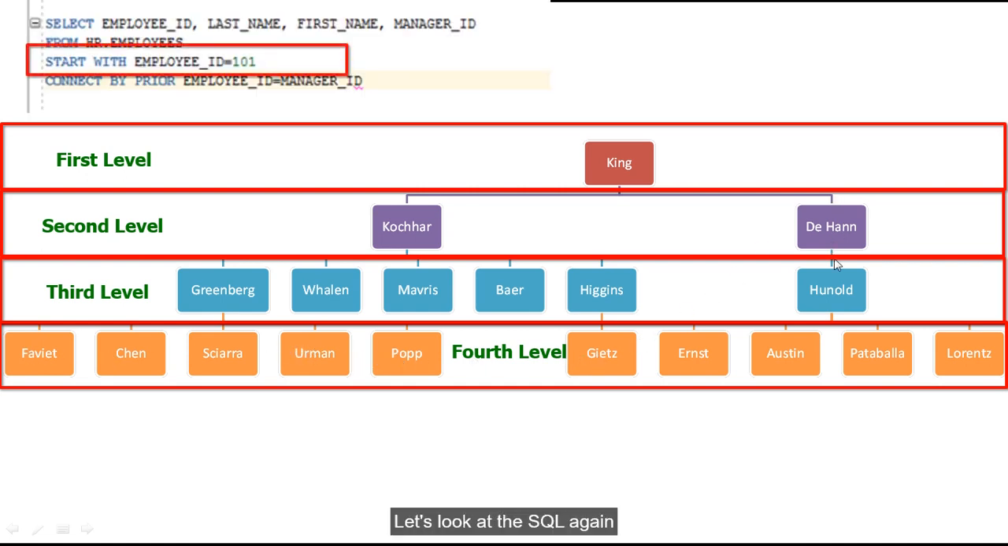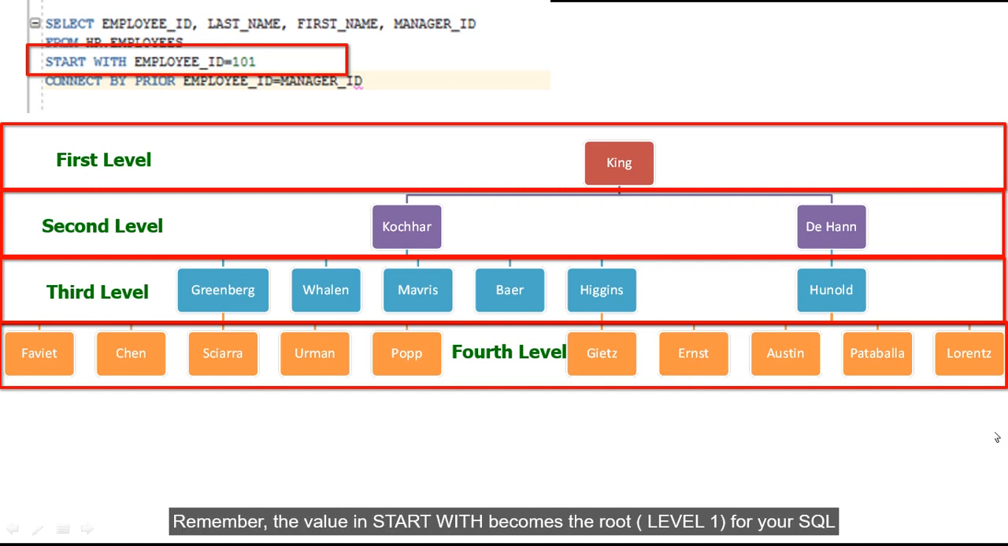Let's look at the SQL again. Notice the line start with employee ID equal 101. That is employee ID of Kochar. Your start point is Kochar, hence it shows level as 1. Remember, the value in start with becomes the root for your SQL.